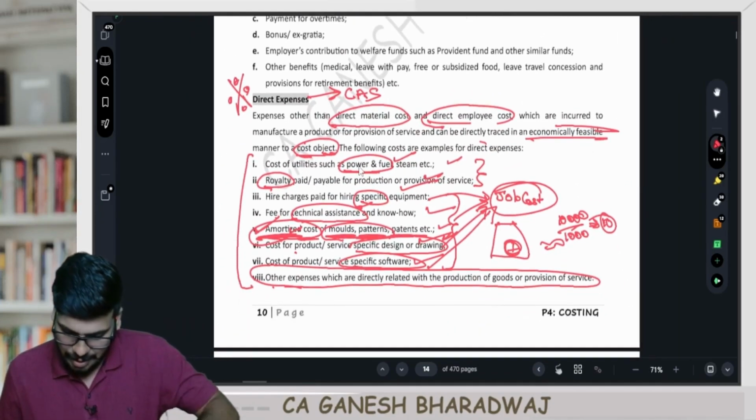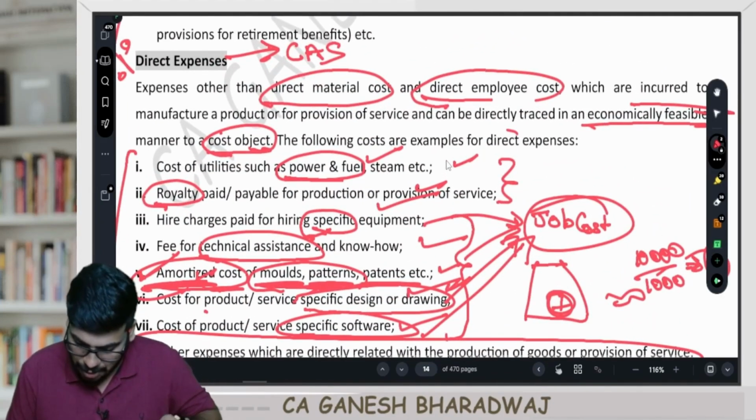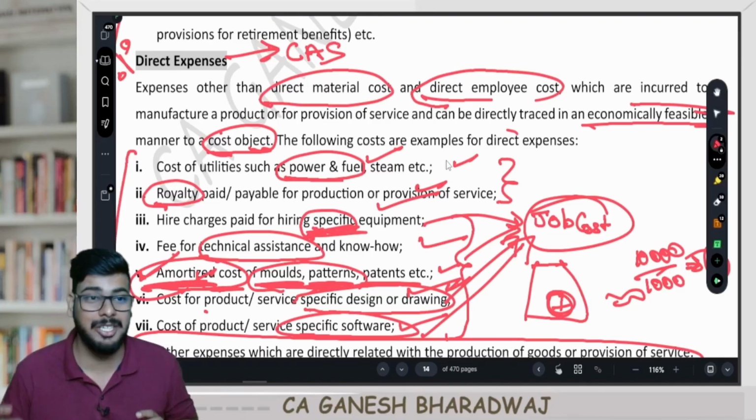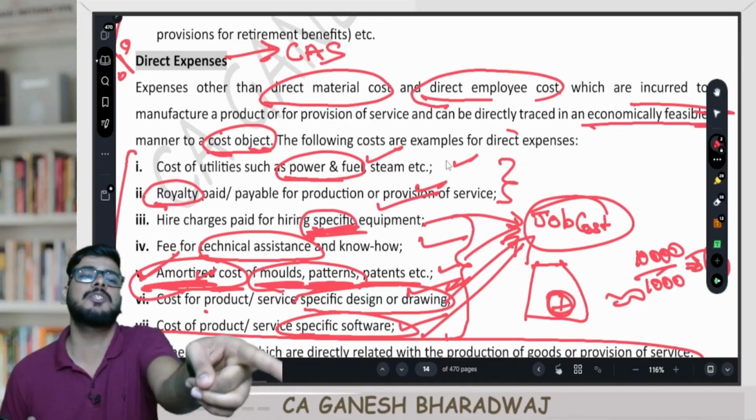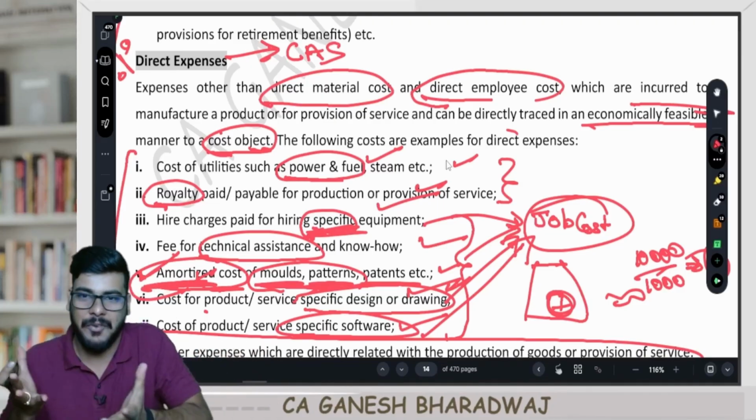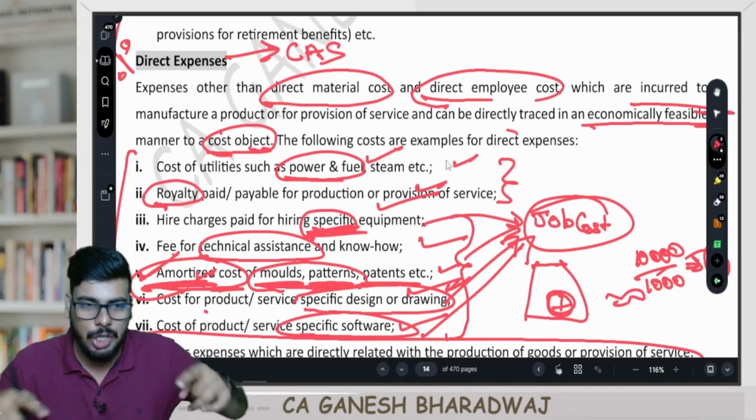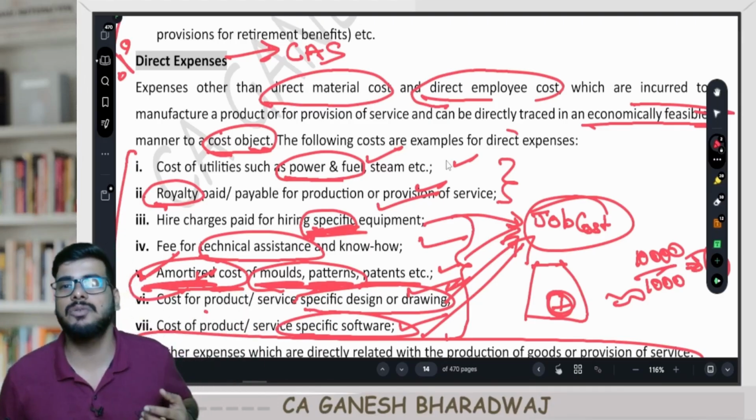Direct expenses. Here we saw higher charges for specific equipment. I told you this comes in job costing. For the purpose of this particular job, I am buying some frame. That frame is not a material. Using that frame, I manufacture. Are you clear with this?